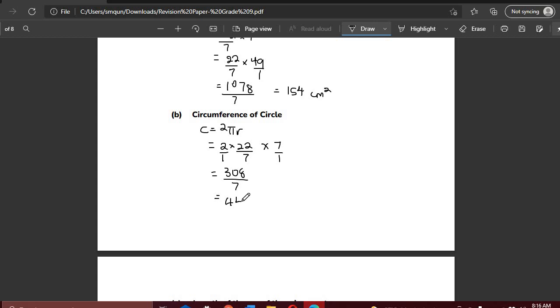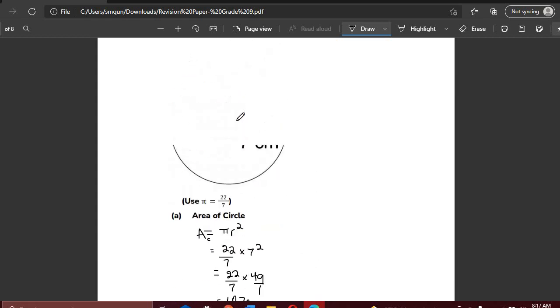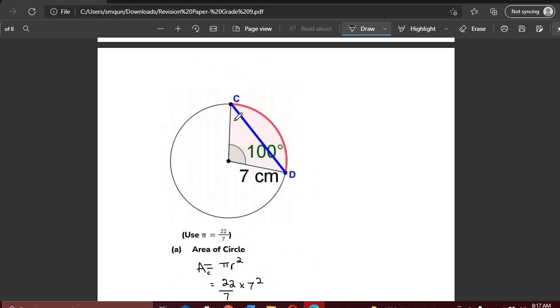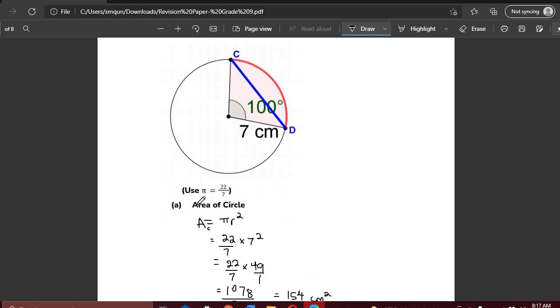So keep in mind that you're not going to square these units, because the circumference is actually the distance around the circle. So we don't square the units when we're talking about distance. We only square the units when we're talking about area.